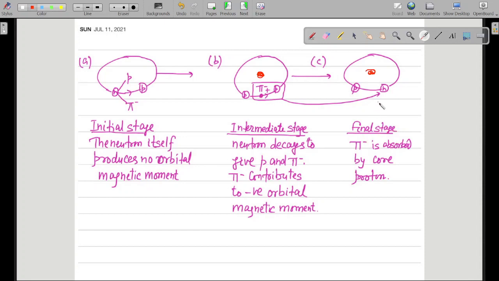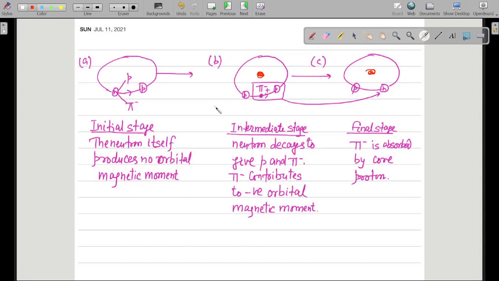In the final stage, this pi minus pion is absorbed by another proton which was already there in the nucleus. So another proton absorbs this pi minus pion and gets converted into a neutron. The pi minus pion is absorbed by the core proton, meaning the proton which was present originally in the nucleus. So the core proton absorbs this pion and gets converted into a neutron.